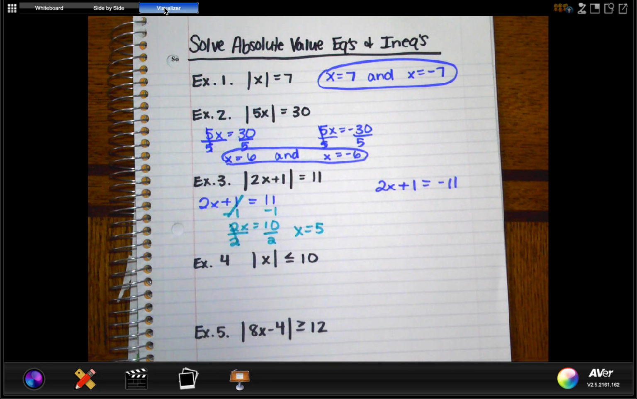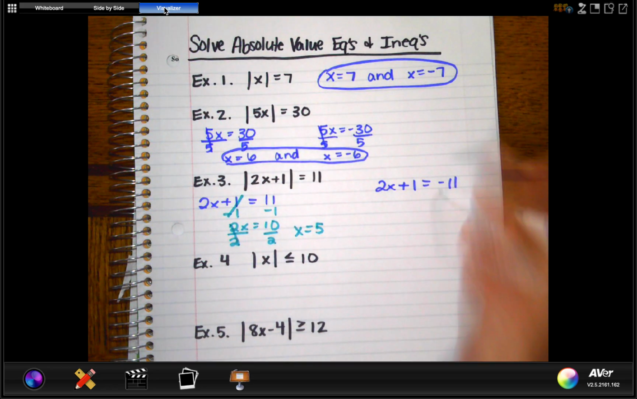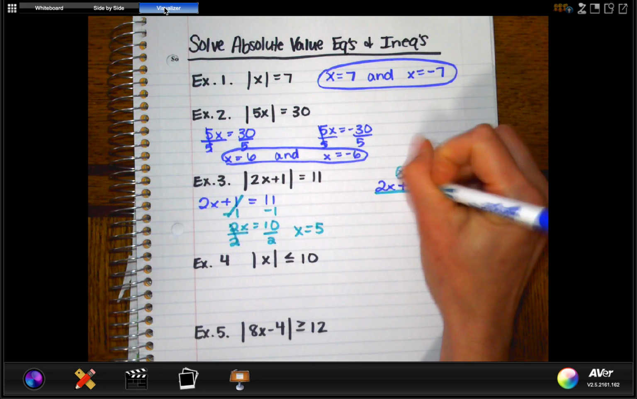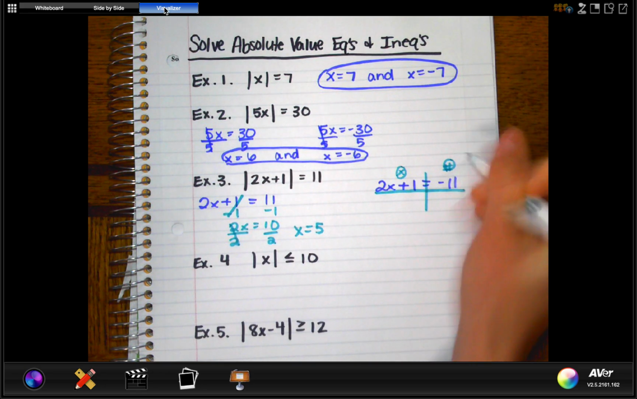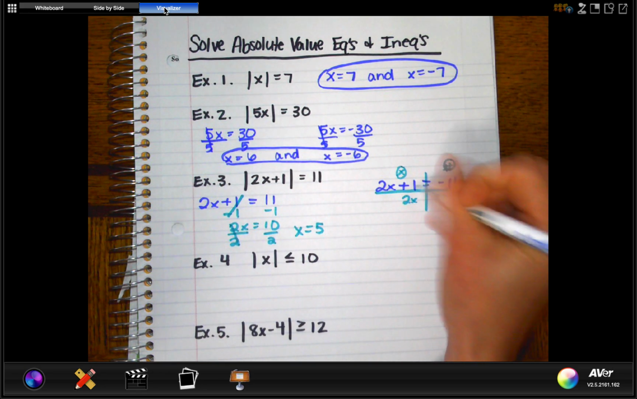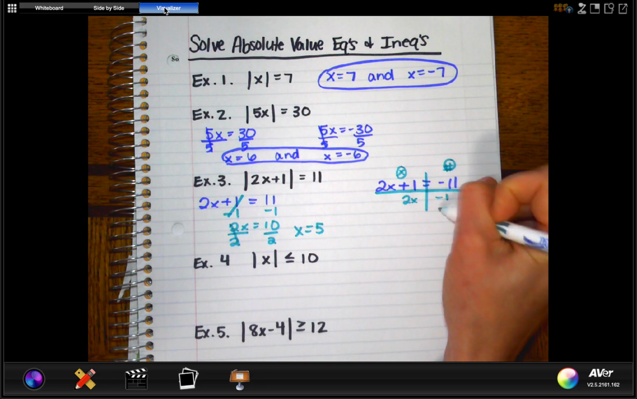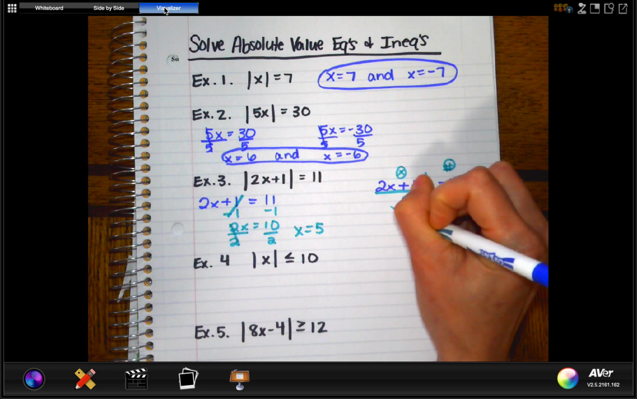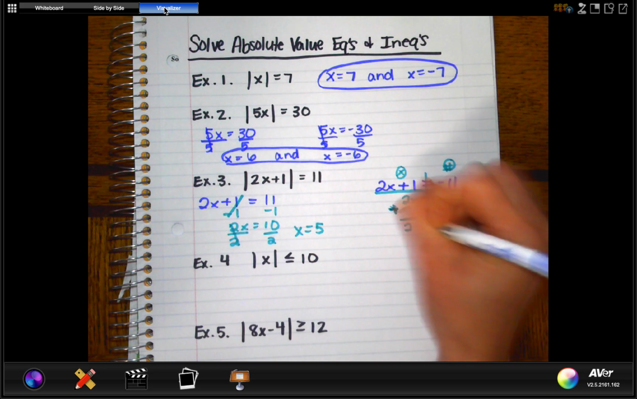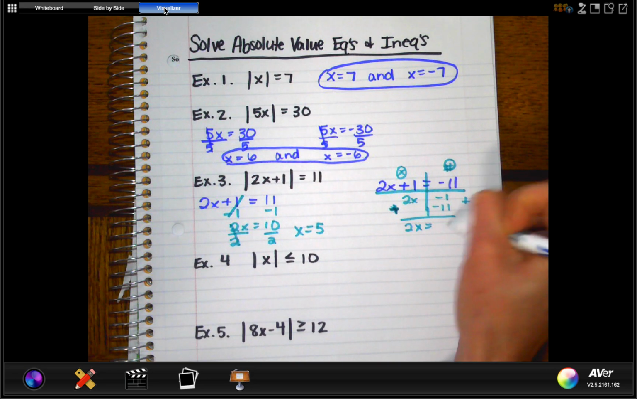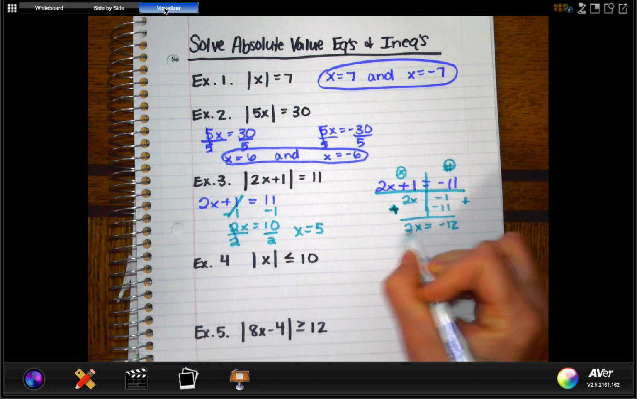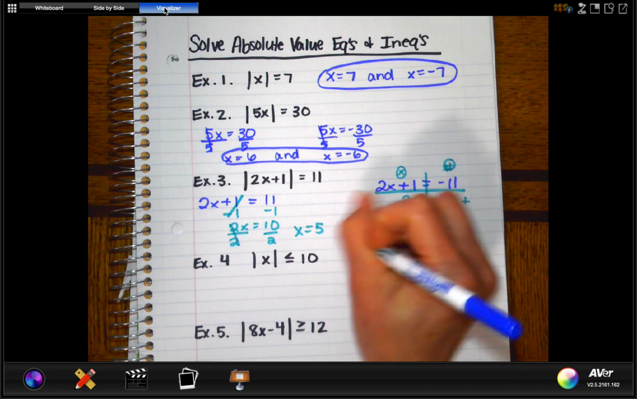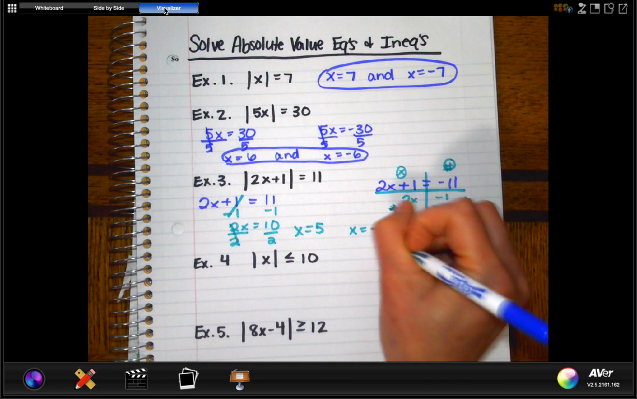You can also do this if you're more comfortable using a chart. So I'll do that over here. And so x is on the left, numbers on the right. So 2x would come down, 1 becomes -1, -11 stays. And we would add those up. Oops, add, not multiply, add. So we get 2x equal -12. And we would divide to get rid of that 2. And our second answer would be x equal -6.